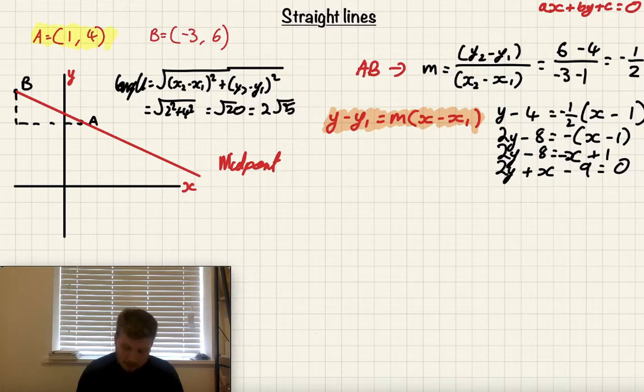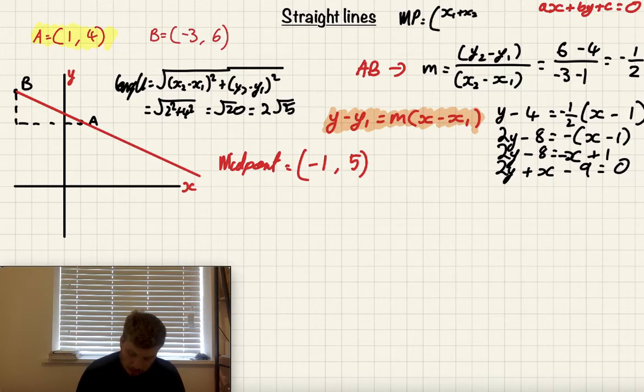And to find the midpoint, it's just the average of the coordinates. Well, the average of the x coordinates, you add them together and halve it. So 1 plus -3, -2, halved is -1. And the average of the y coordinates, 4 and 6, is going to give me 5. If you need a formula, the midpoint is x1 plus x2 over 2 and y1 plus y2 over 2. Okay, so we've got a midpoint. I'm just going to highlight that in brown again because I think that's important.